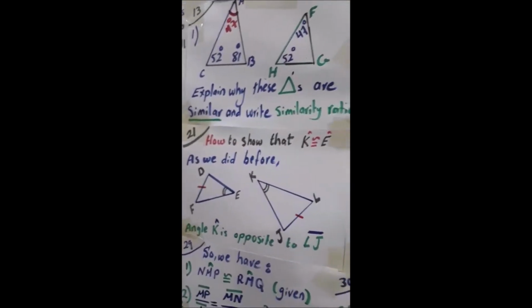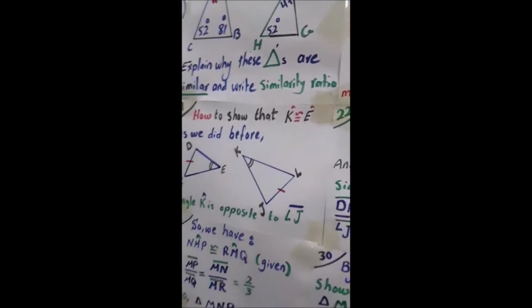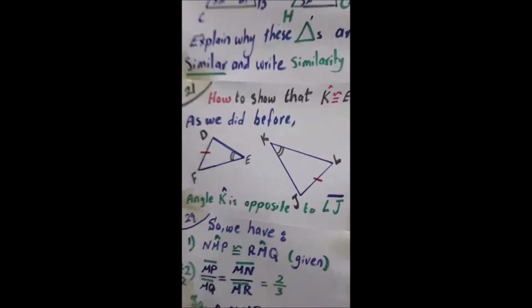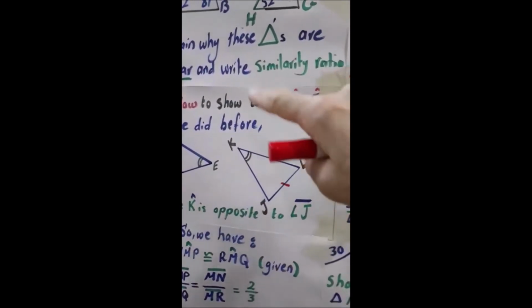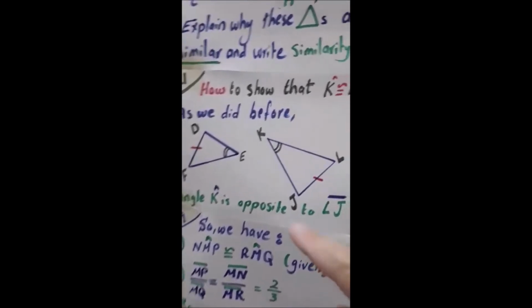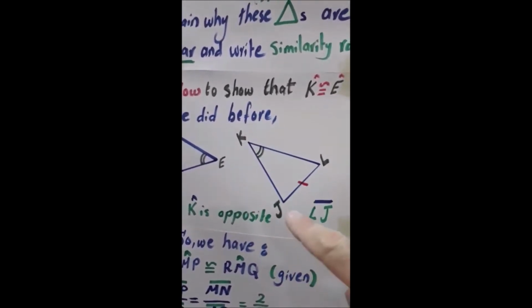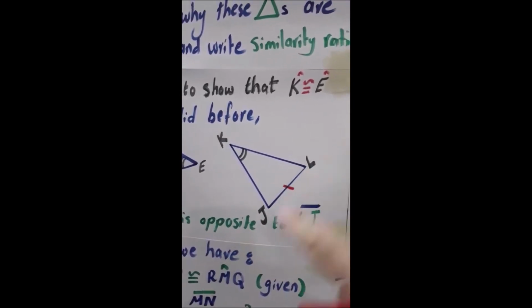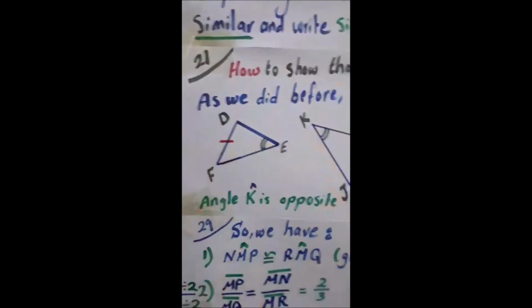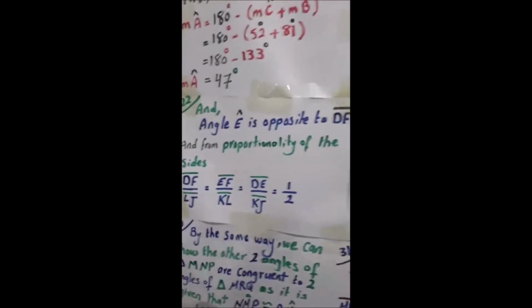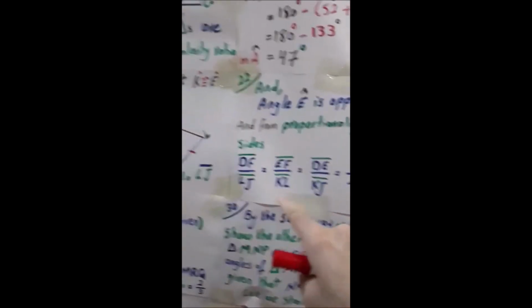Now let me go to the second part, how we can show that these two angles are congruent. As we did before, it is so easy. So you will have DFE with KJL, and angle K is opposite to the side LJ, as we see here. Angle E is opposite to DF. So from proportionality of the sides, we will write this one again.